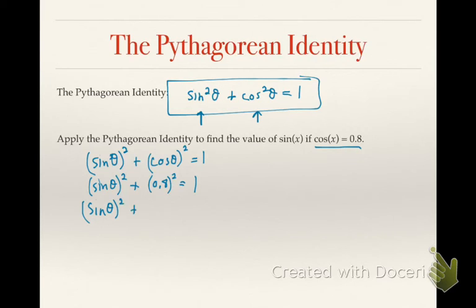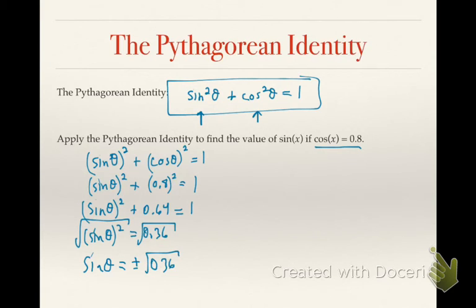Working through this problem, I get 0.64 is 0.8 squared. Subtract that from 1, and I get 0.36. So for sine theta, and don't forget about this, when you take the square root of both sides, you have to remember the square root principle. It becomes plus or minus the square root of 0.36. So sine theta is plus or minus 0.6. Okay, you can use the Pythagorean identity to find the value of a sine.